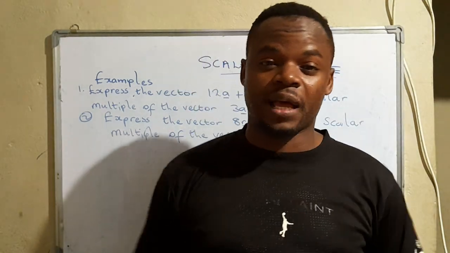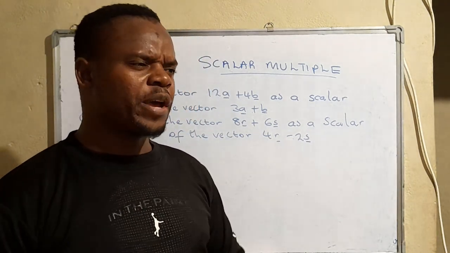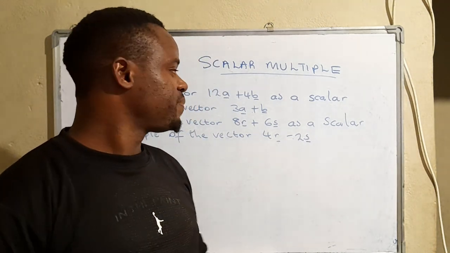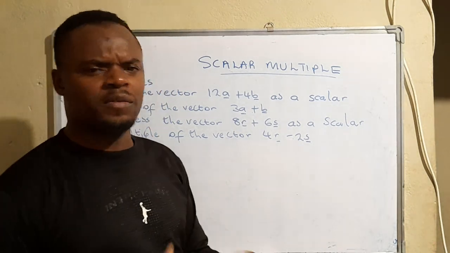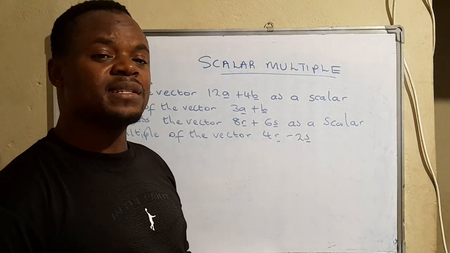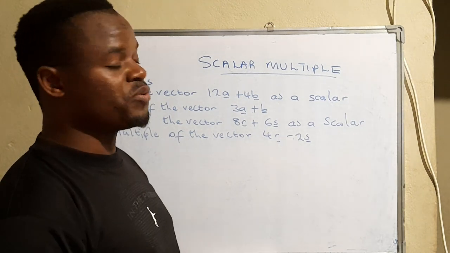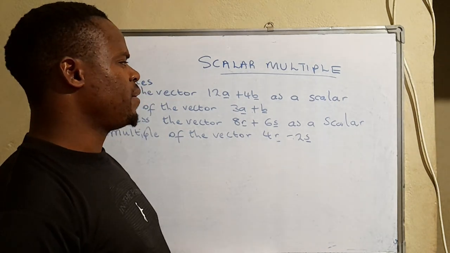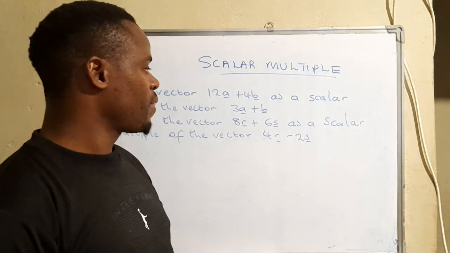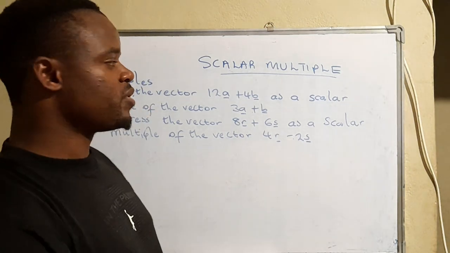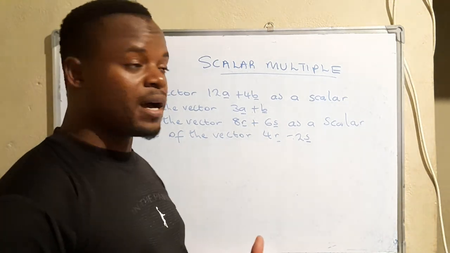In this video today, I'm going to look at how you can make or express one vector as a scalar multiple of the other. Now, you need to know that vectors are somewhat related to matrices. You tend to cover vectors after you've covered matrices because some of the concepts are similar.